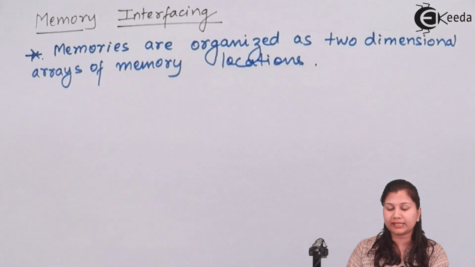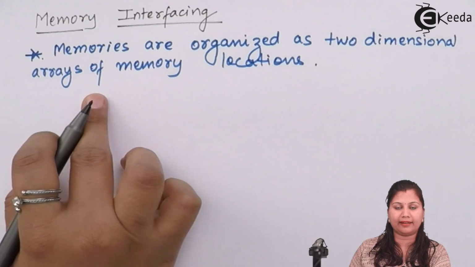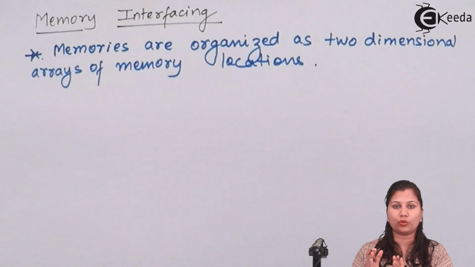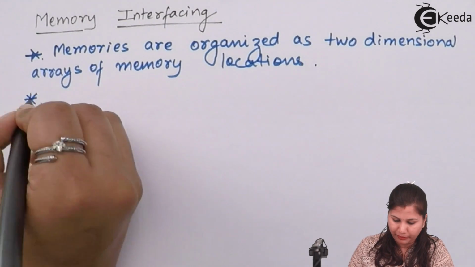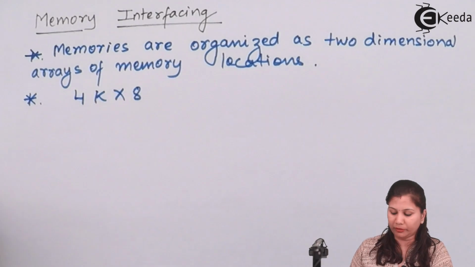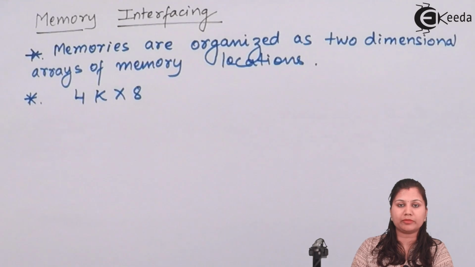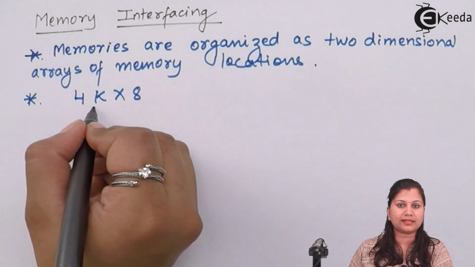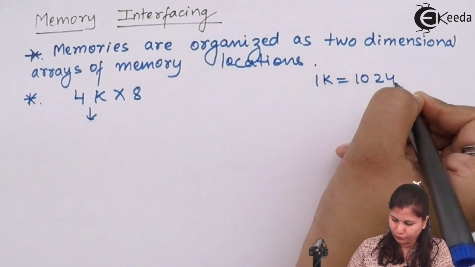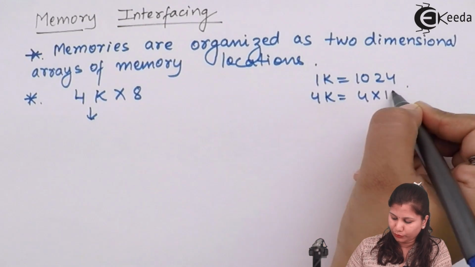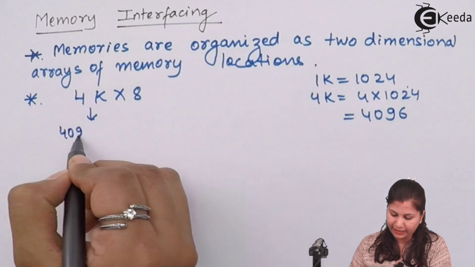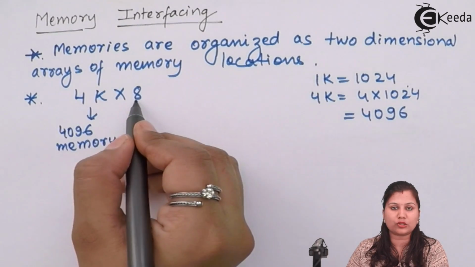The memories in the microprocessor are organized as two-dimensional arrays of memory locations. So in the memory, we have different memory locations, or we can say different registers which are storing the data. If we define a memory as 4K into 8, as I told earlier, 4K is the size of the memory and 8 is the size of the data that can be stored at each memory location. 4K means the total size of the memory is 4 kilobytes. We know 1 kilobyte equals 1024, so 4 kilobytes will be 4 into 1024, that is 4096 memory locations, and each memory location can store 8 bits of data.